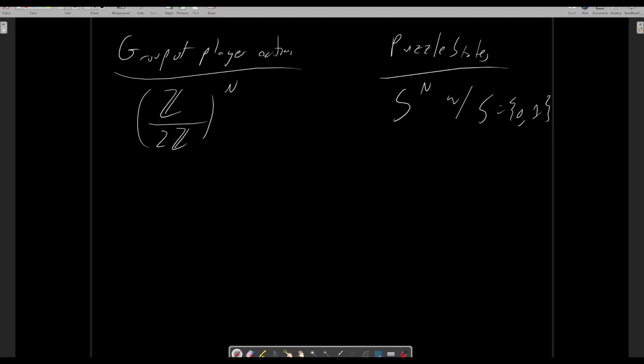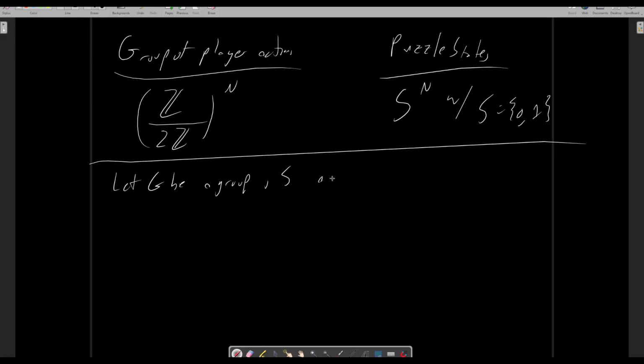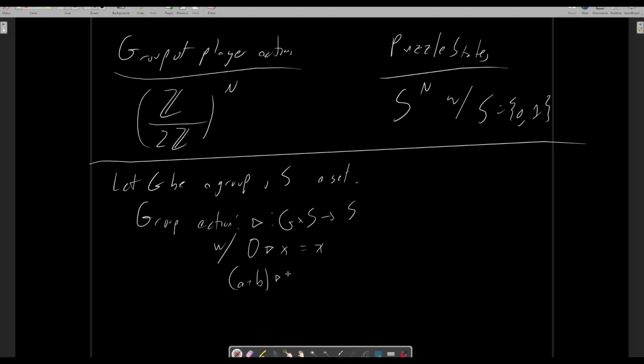So our (Z mod 2) to the n group can act on the set of puzzle states in the form of a group action. No, that's actually what it's called. A group action of a group G on a set S is a function from G cross S to S, which respects the group identity and composition operations. Concretely for our puzzle problem, this means that the trivial do-nothing instruction should not modify the puzzle state, and that performing two instructions in order should have the same net effect as performing their composition. If these sound like trivial constraints when I phrase it like that, then great. That means you're getting the hang of it.